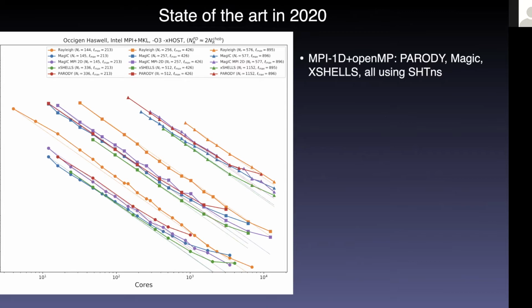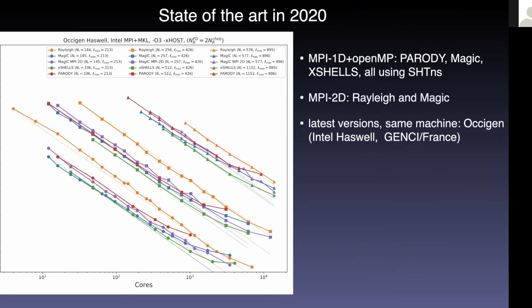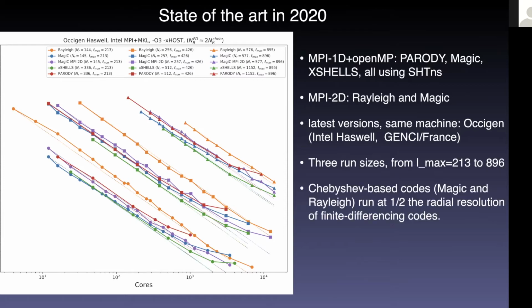So Parody, MAGIC, and XShells, which are free MPI 1D plus OpenMP, and Relay and MAGIC, the same as the previous graph. Again, the latest versions, the same run size. To compare the finite differencing codes with the Chebyshev-based codes, the improved accuracy of spectral codes was taken into account by using half the radial resolutions for those codes of that of finite differencing codes.